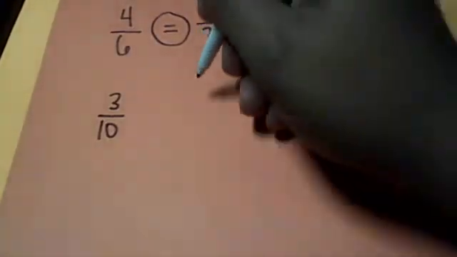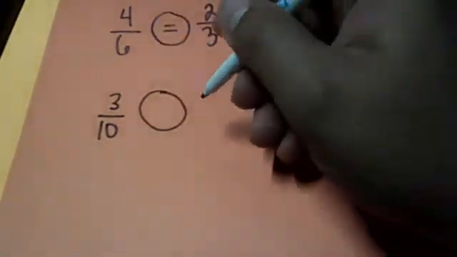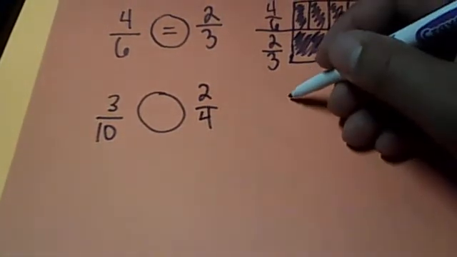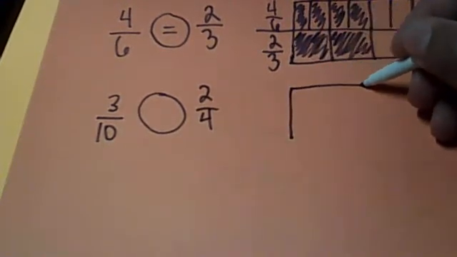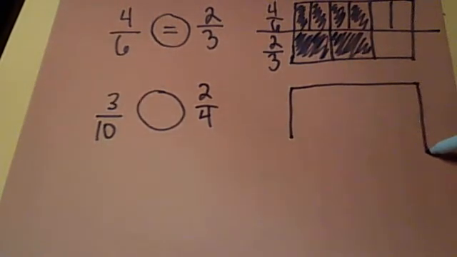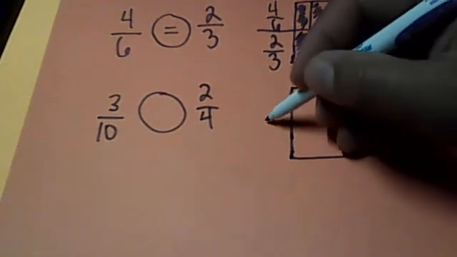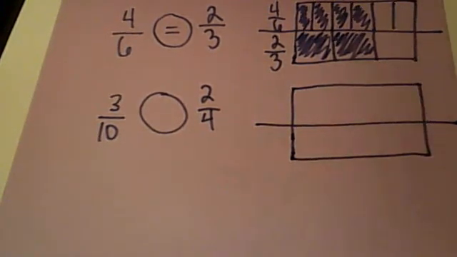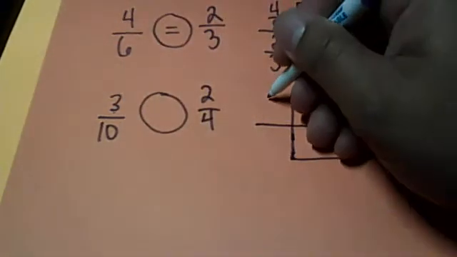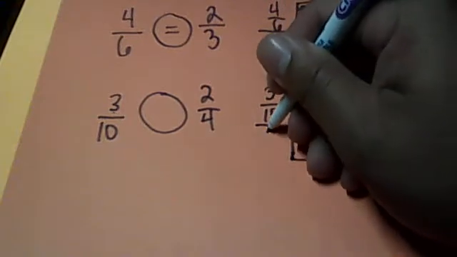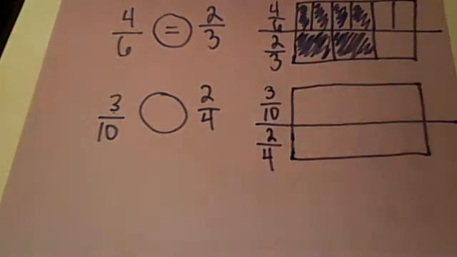Let's try one more. Let's say I have a fraction that is 3/10 is less than, equal to the 2/4. Okay. Remember, create that big square or rectangle. I'm sorry. Big rectangle. Split that rectangle in half. 3/10. We're going to put 3/10 on top versus 2/4. We're going to see which one is greater.